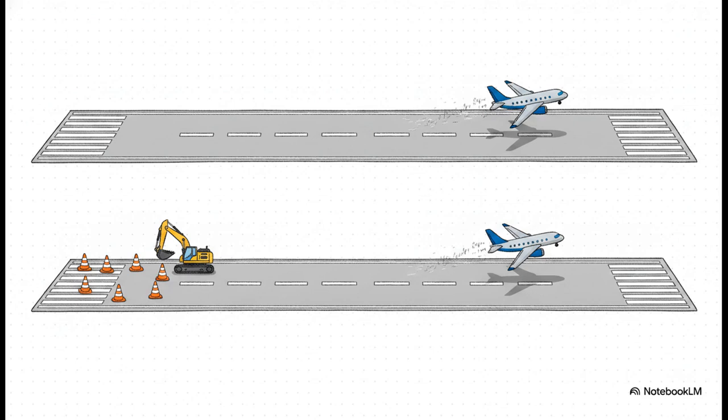Because of obstacles on the approach path, or construction, or what we call displaced thresholds, where the usable part of the runway starts further down the pavement than it physically looks, the official landing distance available, or LDA, might be significantly shorter than the TORA used for taking off. Pilots rely strictly on these official declared distances, not just a visual guess out the window.